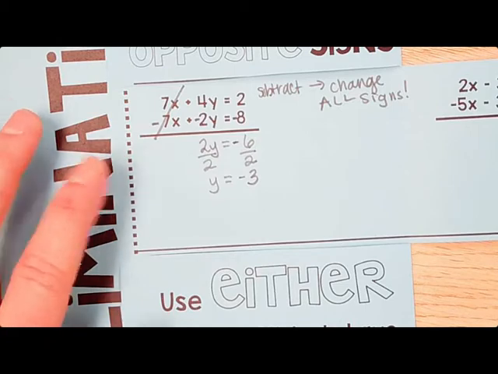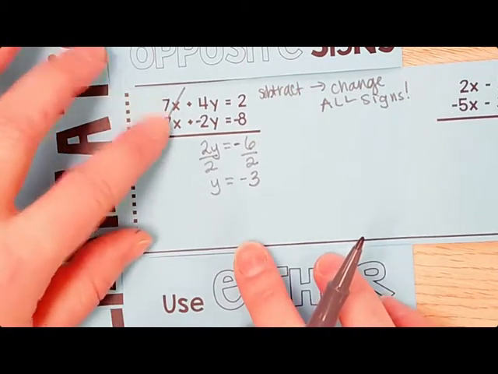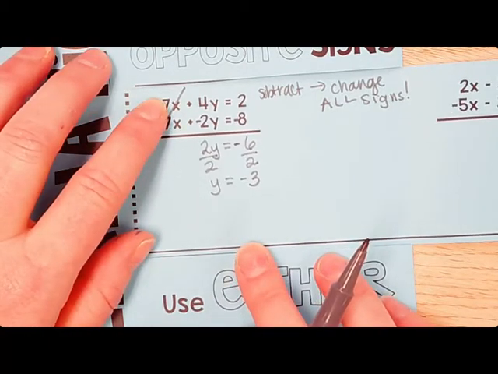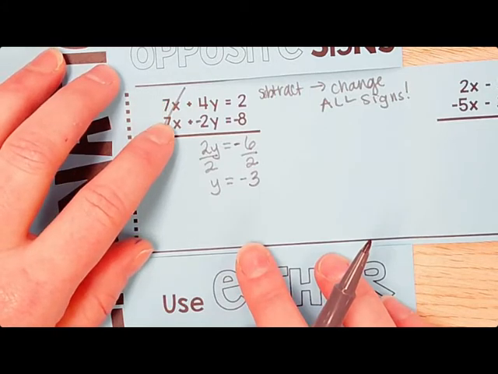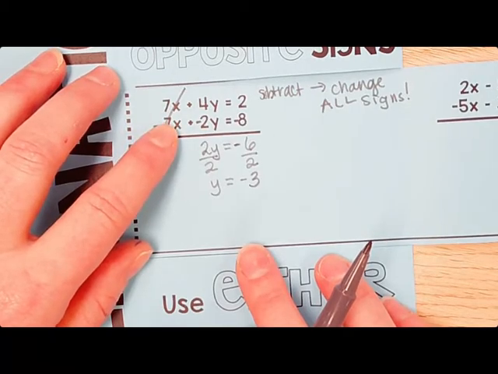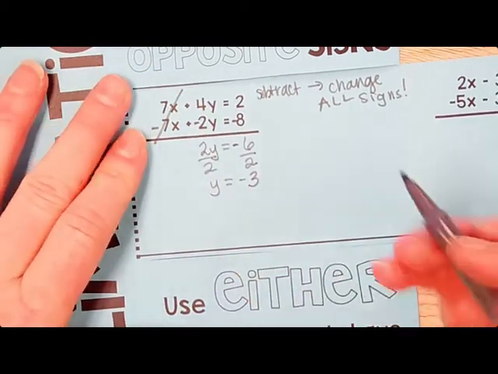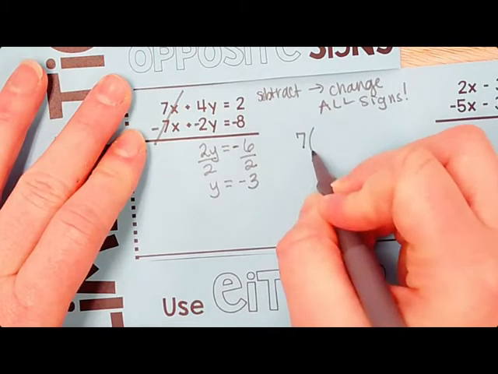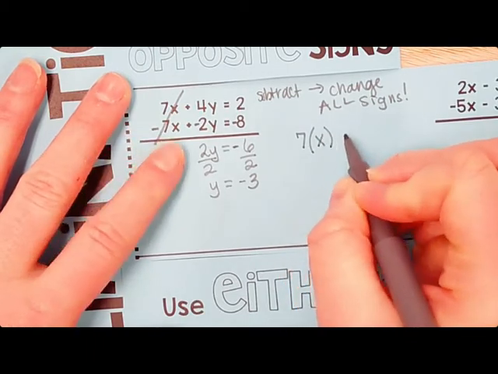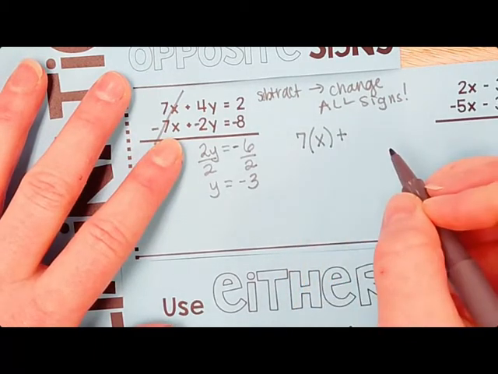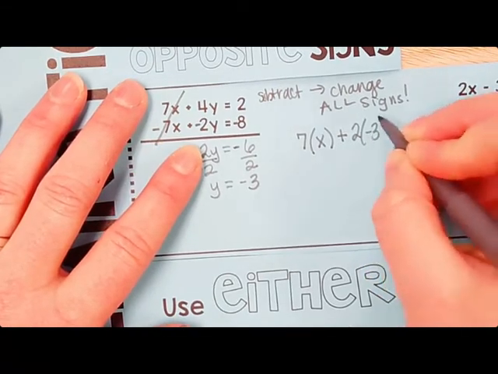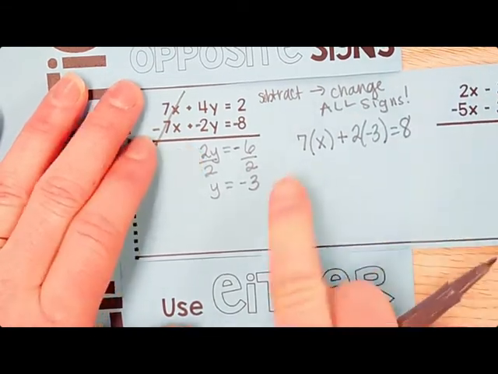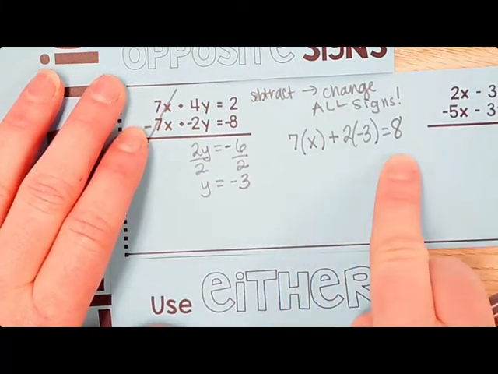And now we substitute in normally, right? So you decide which one you want to use. You want to use the 7x plus 4y equals 2 or 7x plus 2y equals 8. I'll say this one, and let's use the original one. Let's not use the one with all the negatives. I remember one time I tried to use the one like that and it didn't work out. It happens. So I'm using the original one, not the negative one.